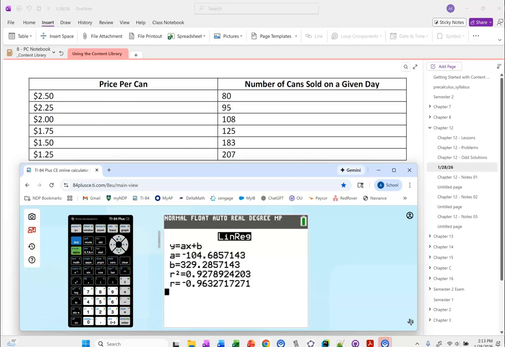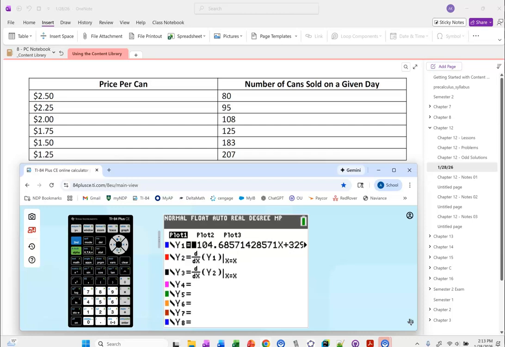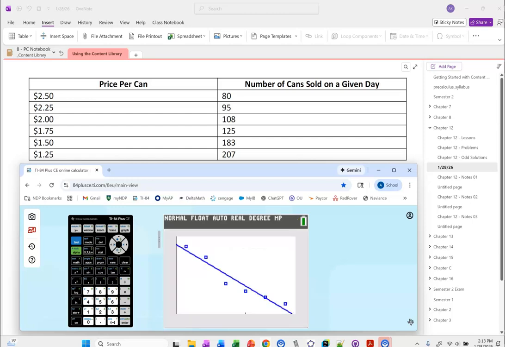Okay. Let's note what else has happened, though, after we did this. Because we chose to store that regression equation, if I press the Y equals button, what do you see there in Y1? That's the equation the calculator just made for me, right? Yeah. So that means that if I hit graph, there's my model relative to my scatter plot. That's pretty nice, right?